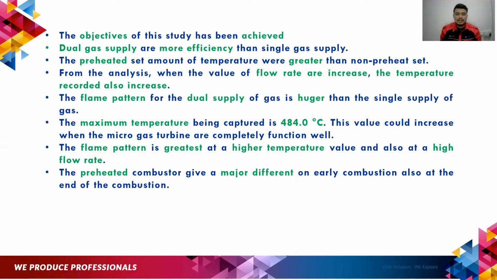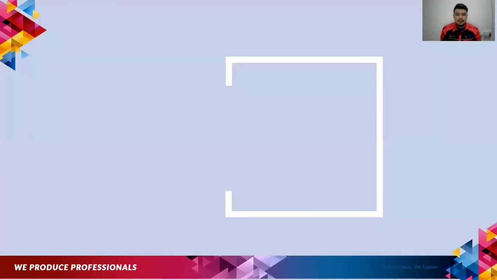The maximum temperature captured in this experiment is 484 degrees Celsius. This value will increase if the micro gas turbine is completely functioning well. The flame pattern is greatest at the higher temperature value and also at the high flow rate. The preheated combustor gives a major difference at early combustion, and also at the end of the combustion.